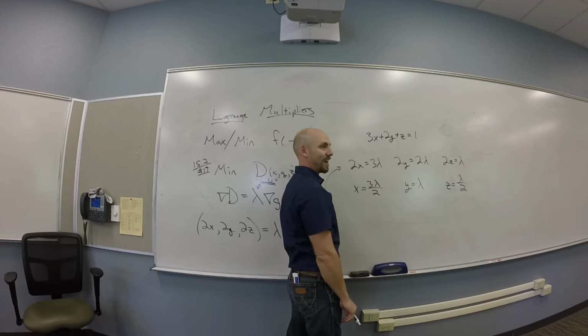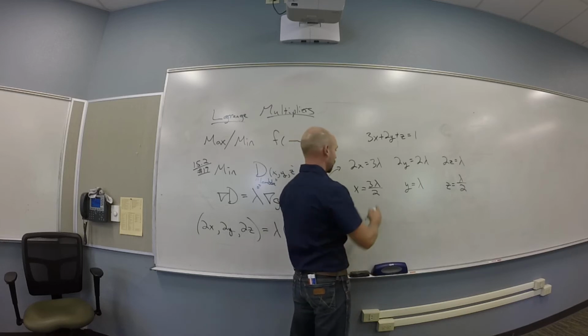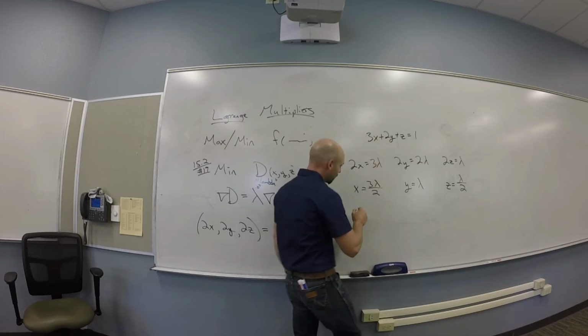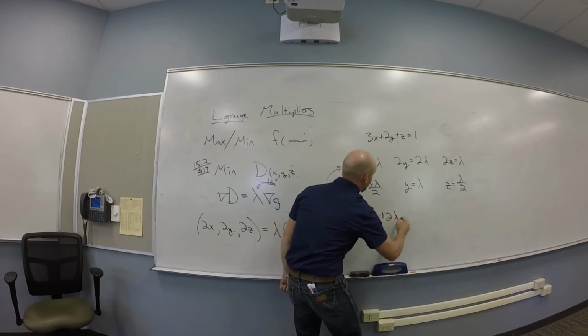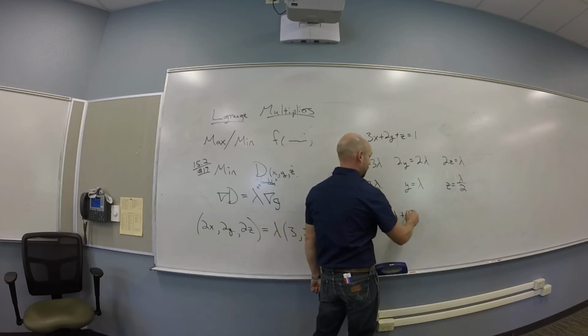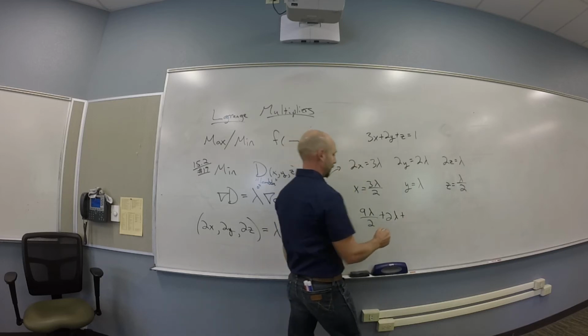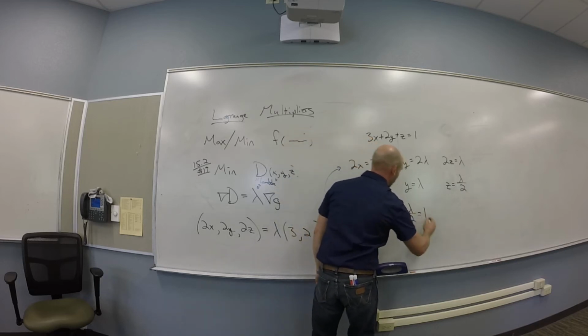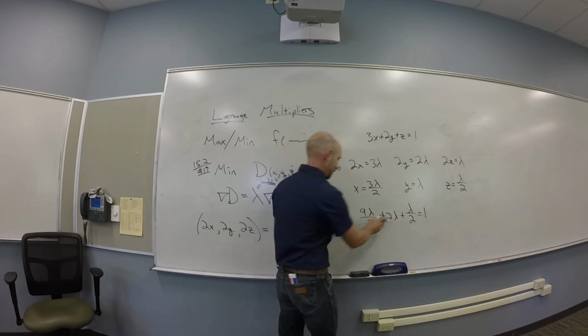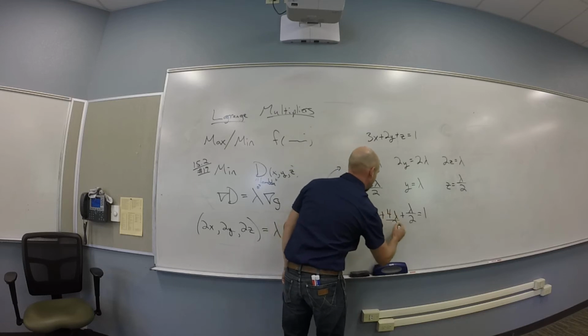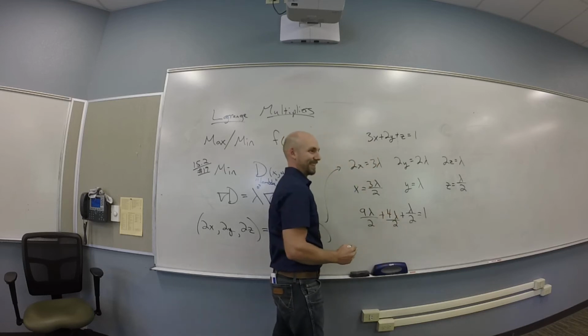Okay, great. Now, can we just plug that into our constraint and then figure out what lambda is through that? Sure, that'll work. So take all these and shove them in there. So you get 9 lambda over 2 plus 2 lambda plus lambda over 2 equals 1, which is 5 lambda plus 2 lambda, 7 lambda. Do you guys all see this?